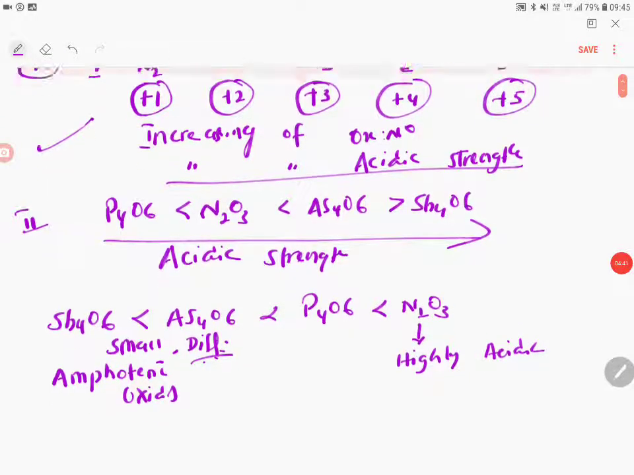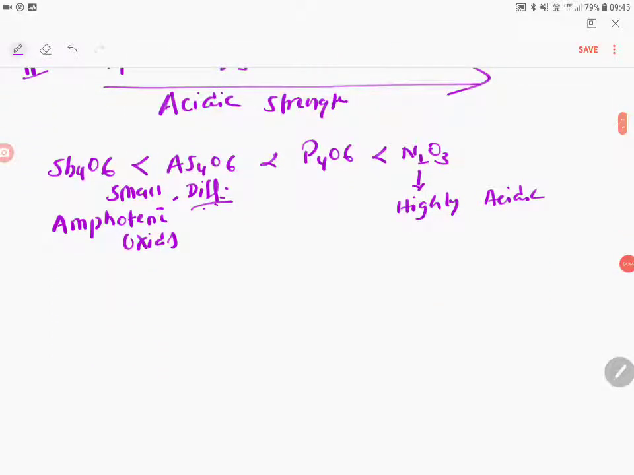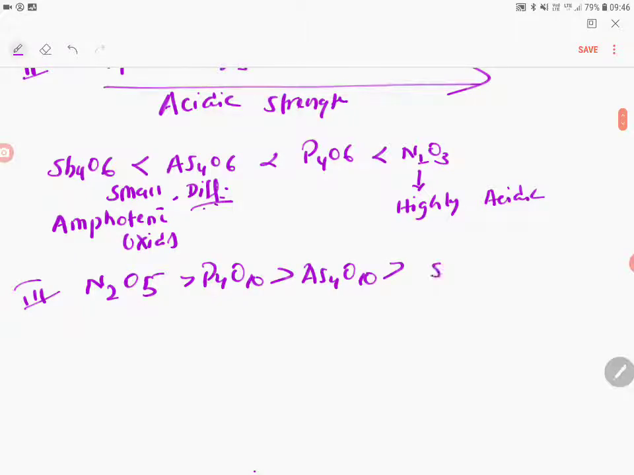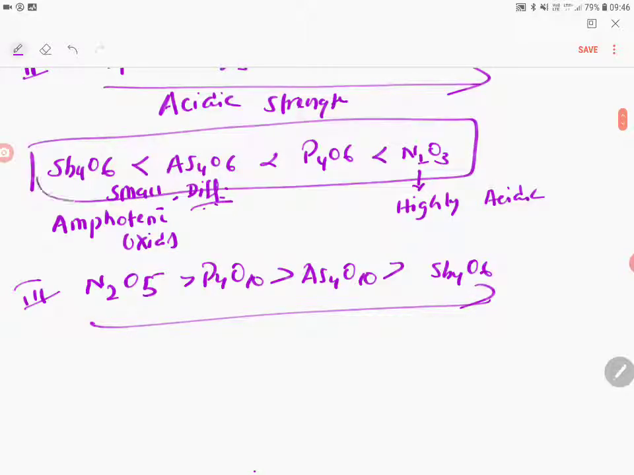Coming to the next one, third one. What is given is N2O5 has greater strength than P4O10, having greater strength than As4O10. This is having greater strength than Sb4O6. This is exactly what we discussed in the previous slide. This is also correct.